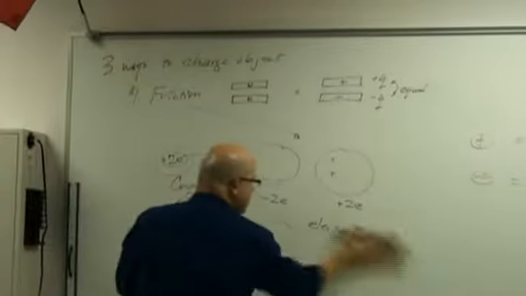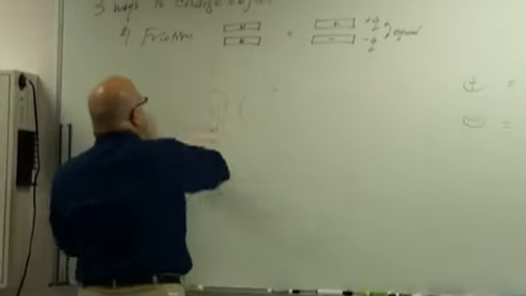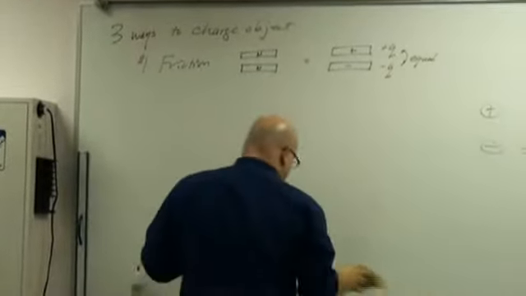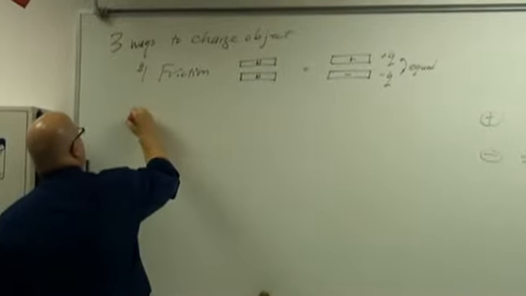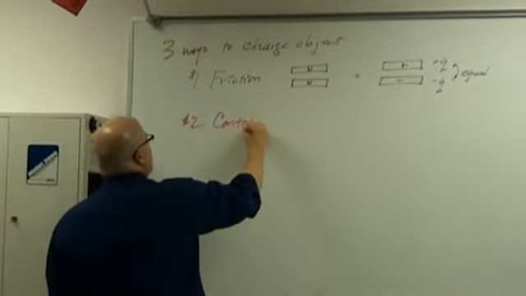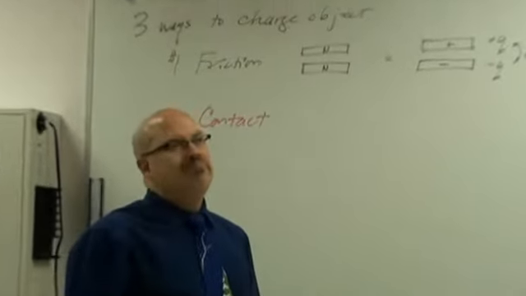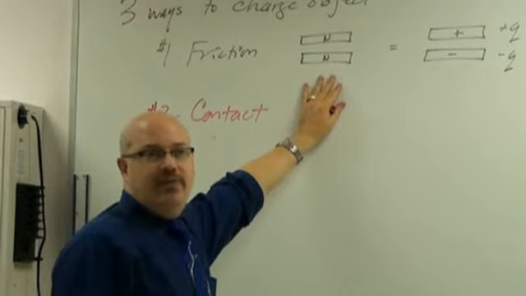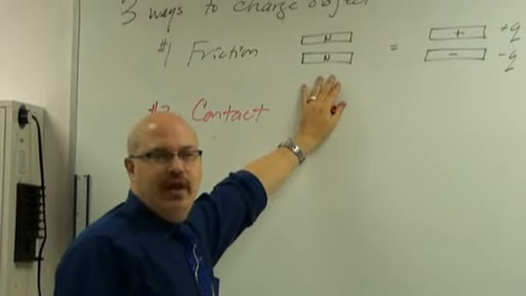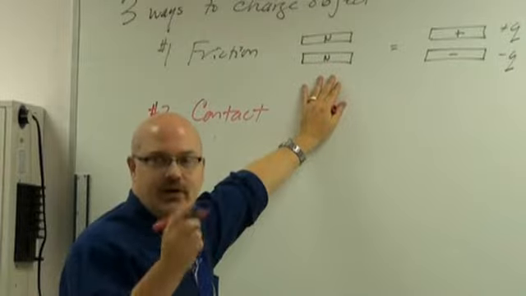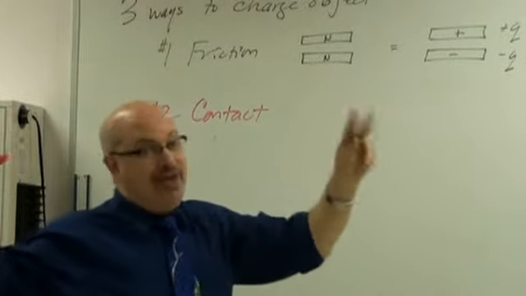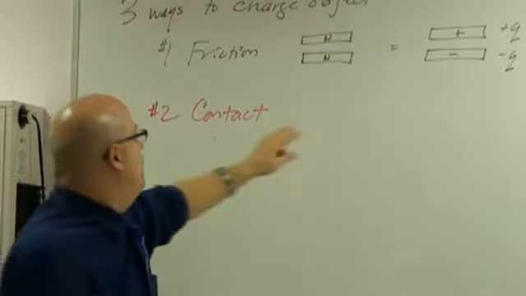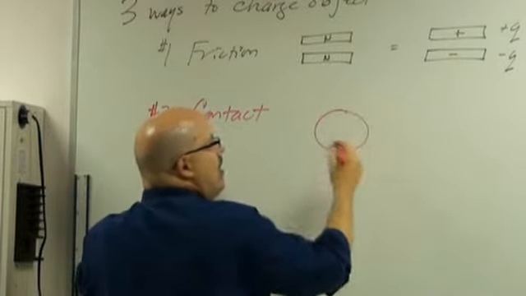Now, the other way that we can cause charge to flow, way number 2, is called contact. Of course, that's kind of the same as friction, except in friction you start with everything neutral and you create charge from nothingness. Okay? You create separated charge from nothingness is what you're really doing. In contact, you start with an object that already has a charge.